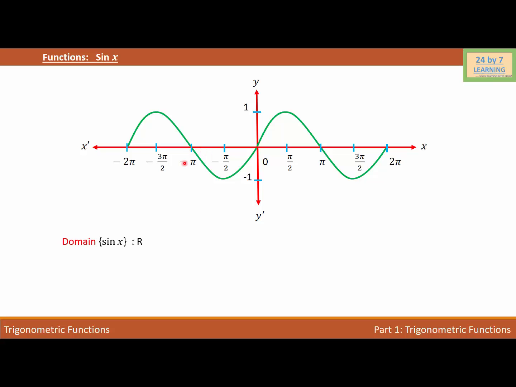Domain of sine function is R because sine is defined for all the values on the x-axis starting from negative infinity to positive infinity. The range of sine function is negative 1 to 1 because the minimum value of sine function is negative 1 and the maximum value is 1. And the periodicity of sine function is 2 pi because sine function repeats itself after an interval of 2 pi.